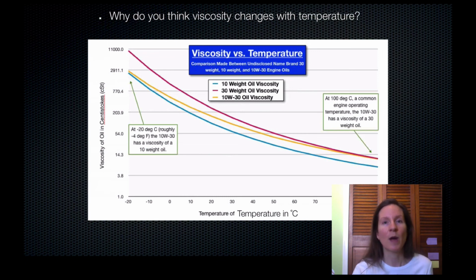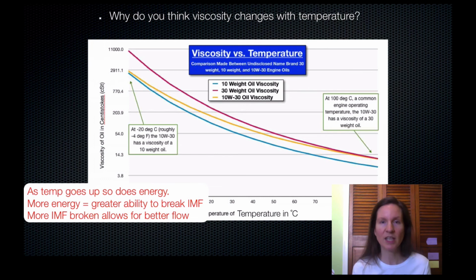So why would that be? Essentially, as we heat things up, we're increasing the motion of the particles, so we're allowing more IMFs to break. If more IMFs break, they're not going to stick quite as well to themselves, and we're going to see more flowing. So hotter liquids tend to be less viscous than those that are colder, because the hotter they are, the more they move around, and so they don't stick to each other.